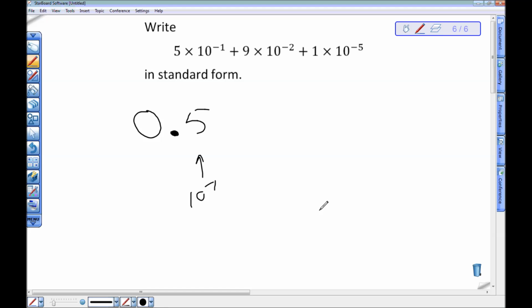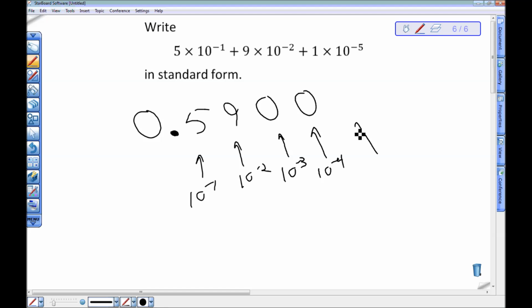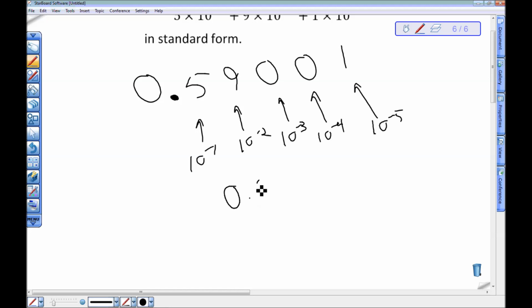But all right, so 10 to the negative 1st, I've got a 5 there. So my 10 to the negative 2nd spot, I have a 9. And then again, I'm missing some spots. I'm missing a 10 to the negative 3rd, a 10 to the negative 4th, so those must be zeros. And then here in the 10 to the negative 5th spot, I have a 1. So let me rewrite that a little bit. So 0.59001. So that's 59,001 hundred thousandths. And there's my number written in standard form.